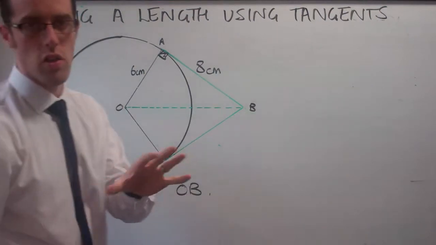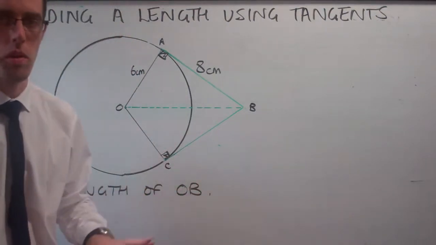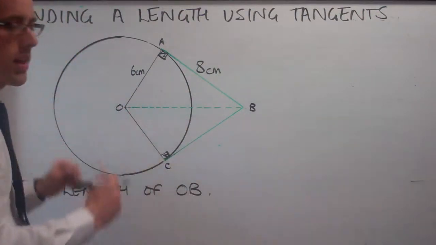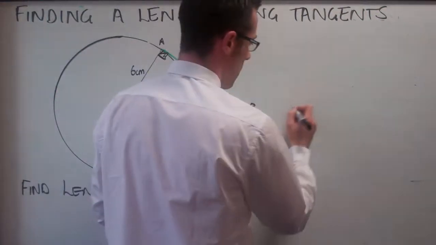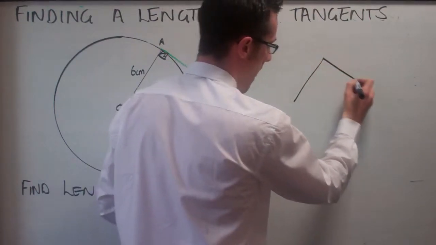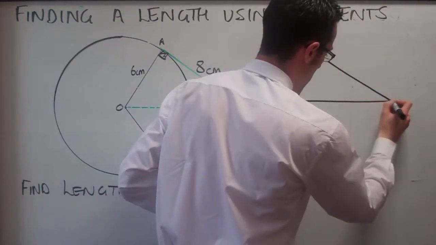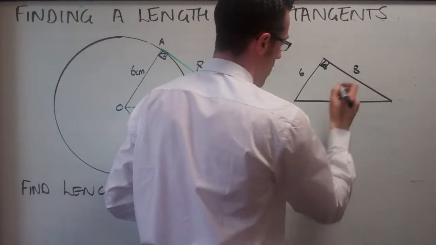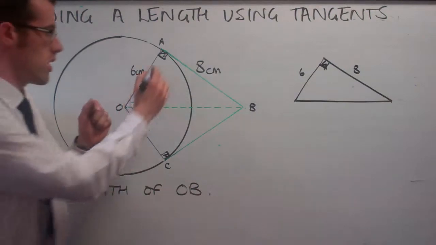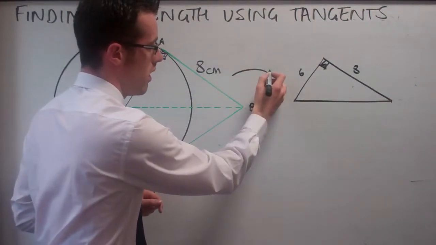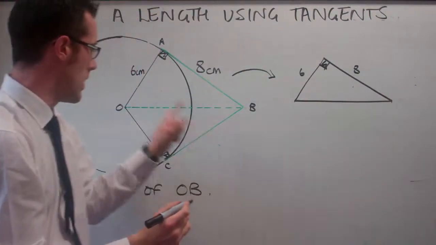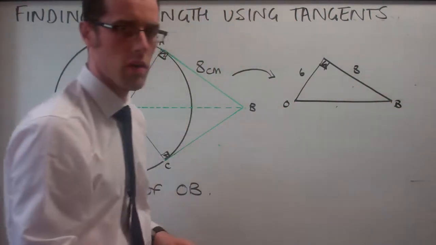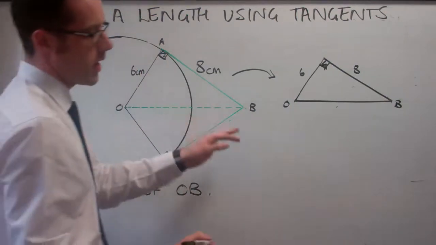Now, a strategy that I found works really well when doing these questions is, if we can kind of extract the right angle triangle, it makes it a little bit easier for ourselves, okay? So, we've got a right angle triangle here like that. Okay, so I've just taken that triangle and I've drawn it again over here, and this is our side OB that we're looking for.